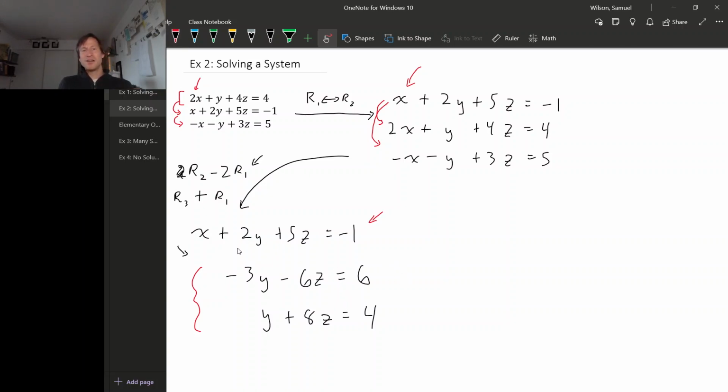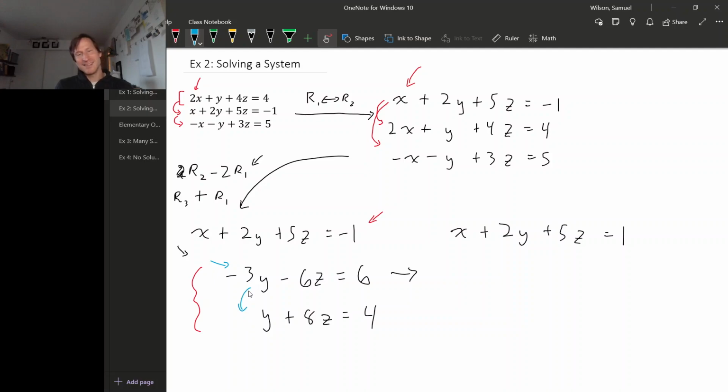From now on, the first equation is going to stay the same, and we're just going to mess around with the last two equations. So the first equation is going to be the same, x plus 2y plus 5z equals minus 1. And now, let's see, what should our move be here? Well, just like we used the first row to get rid of the x's below it, we should use the first row with a y, to eliminate all the y's below it.